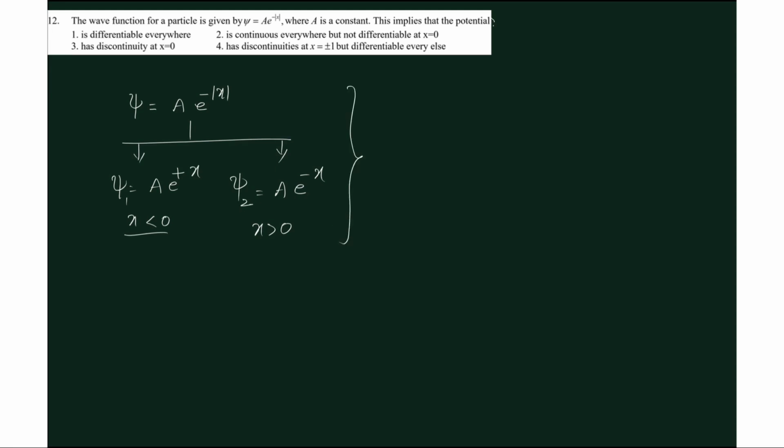Actually, if you split this, psi is equal to a e raised to minus mod x. If mod x is equal to minus x, then it will be plus. This is the negative region, that means the x less than 0 solution, and this is psi 2, a e raised to minus x in the positive region. So this is the solution in the positive region and this is the solution in the negative region. Actually this is the solution of the Dirac delta potential.